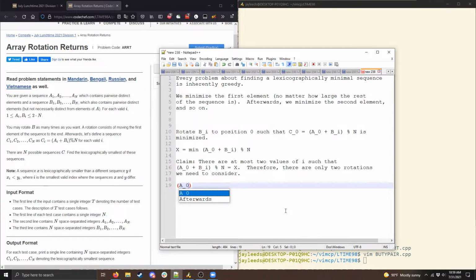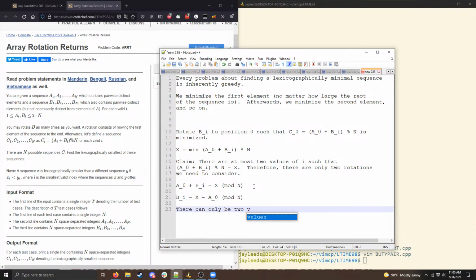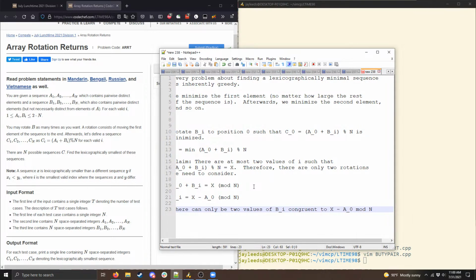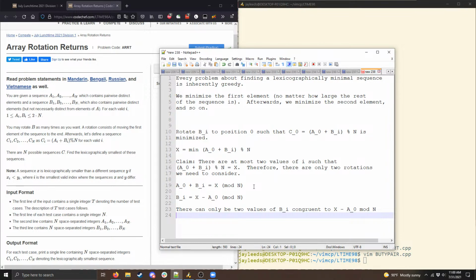So suppose a sub 0 plus b sub i equals x mod n. Then that implies b sub i is equal to x minus a sub 0 mod n. But realize that for b sub i there are only 2n possible values, that means that there can only be 2 values of b sub i congruent to x minus a sub 0 mod n, because there are only 2n values in total. And so that means there are only 2 values of b sub i that can be rotated to become b sub 0.